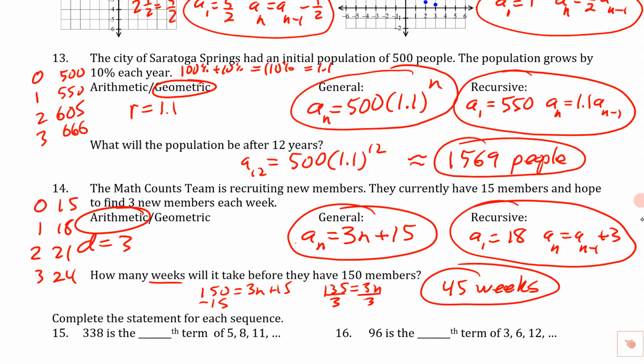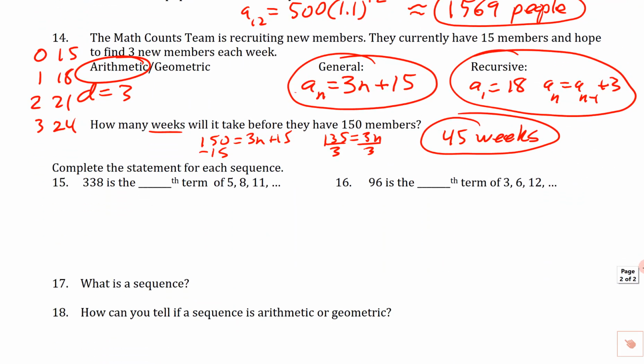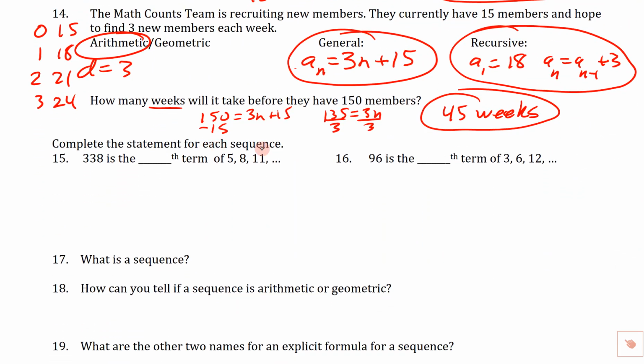So on this one, the questions are a little bit different on 15 and 16. It says complete the statement for each one of the sequences. So 338 is the blank term of 5, 8, 11, and so forth. You'll notice that we're going up by 3 every single time. So let's write down a formula for this. That means the nth one would be 3n, and then rather than going through that little mess, I'm going to back up one, and that would put the 0th term, the initial term, at 2.